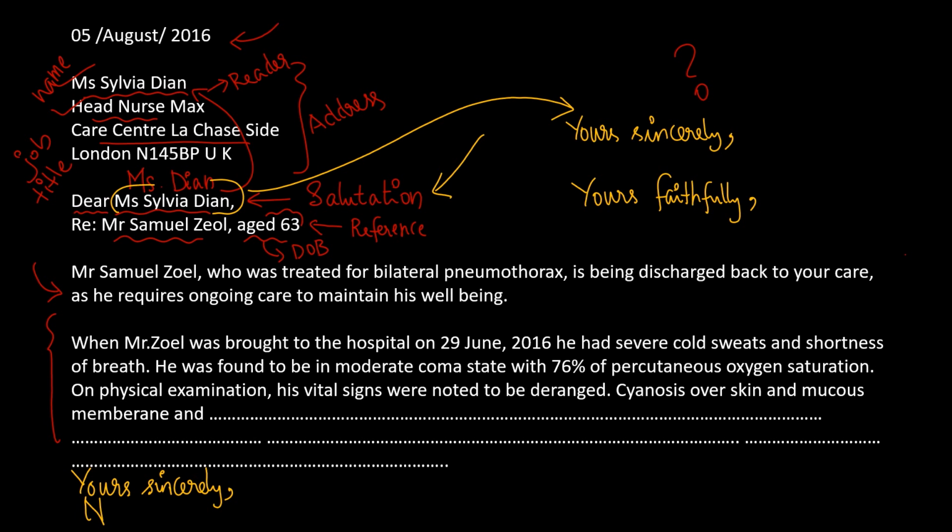So I write my name here. If my name is not given, I write my job title. So I hope you've got the idea. I write yours sincerely when I know the name of my reader. Okay. And I am addressing the letter to that particular person. That's when I end the letter using yours sincerely.